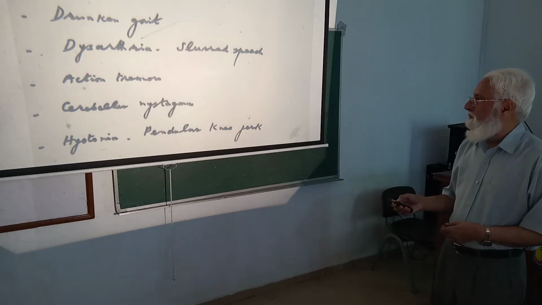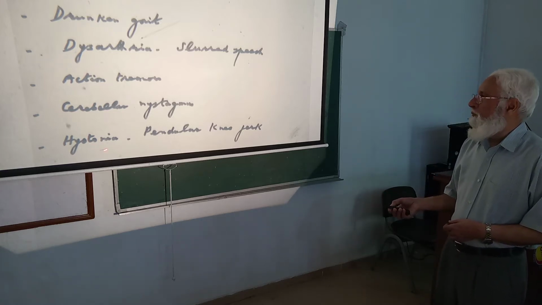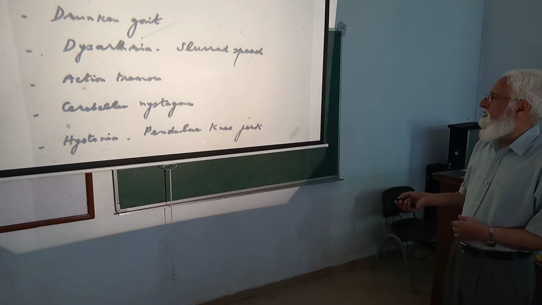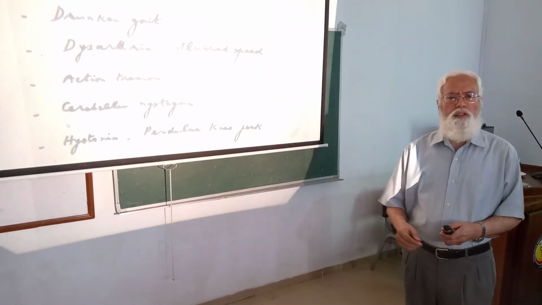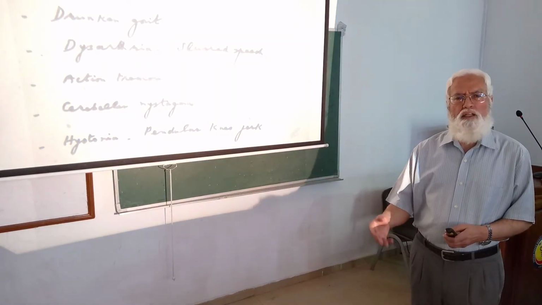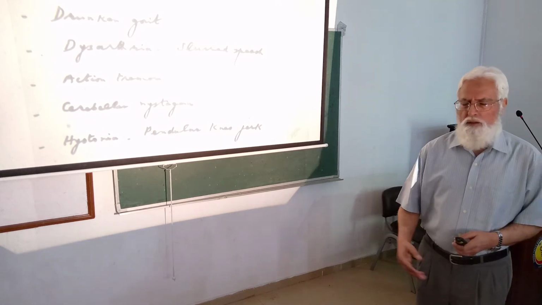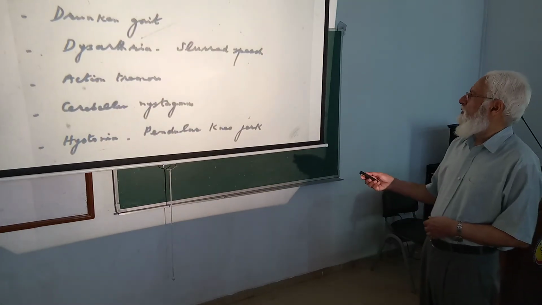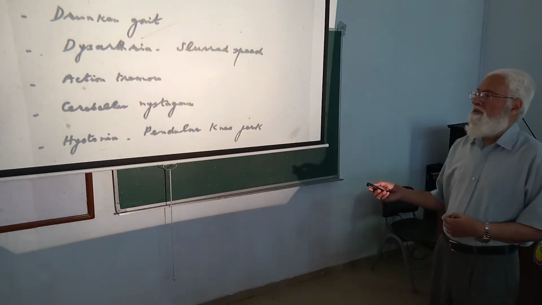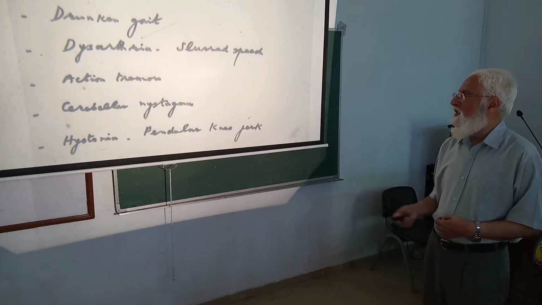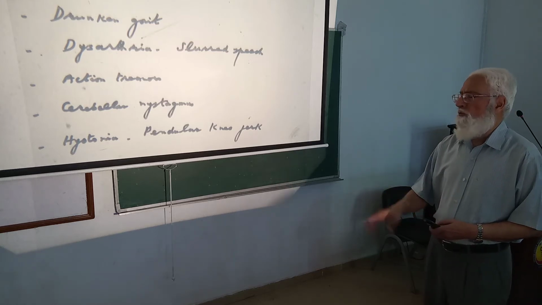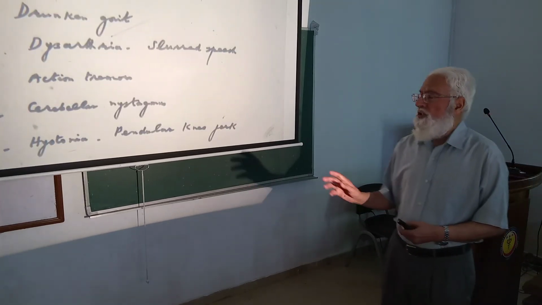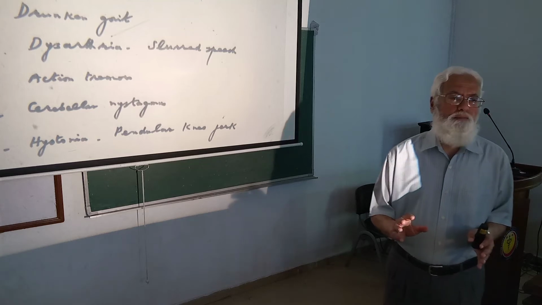Next feature is hypotonia, atonia. Right? And there is pendular knee jerk. When you elicit the knee jerk, you strike the patellar tendon with the clinical hammer, and the leg moves like a pendulum. So pendular knee jerk is present in cerebellar disease. So these are the features of the cerebellar disease.